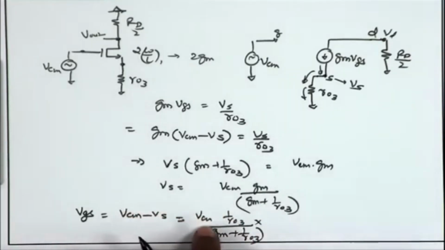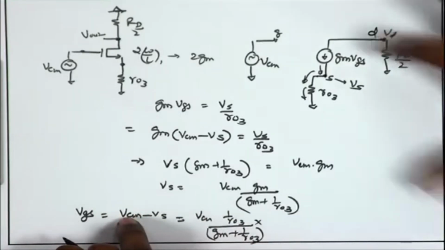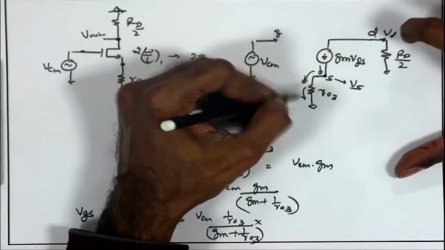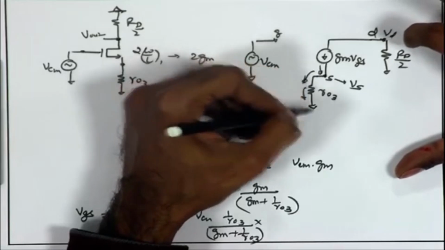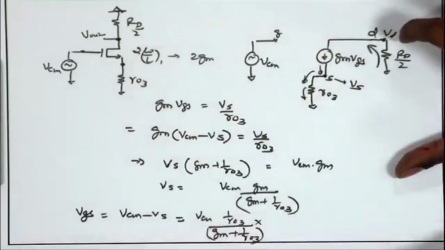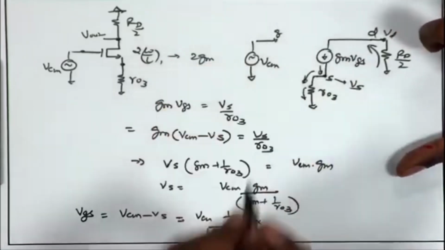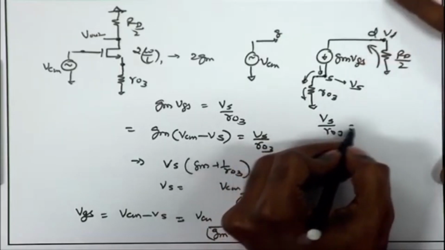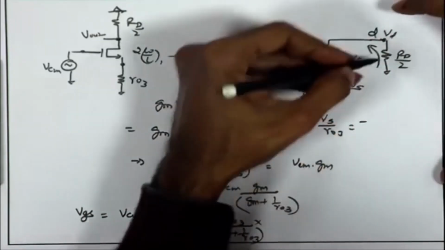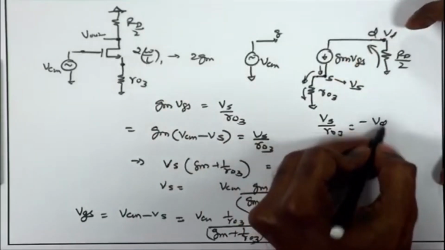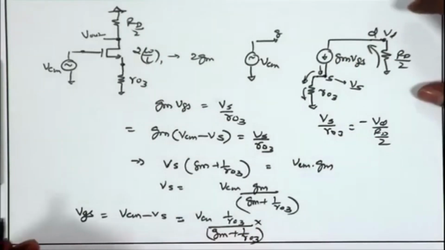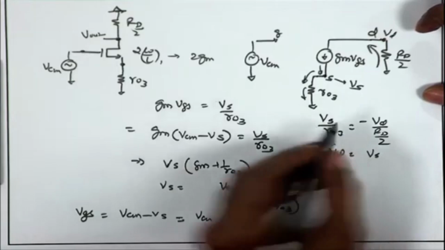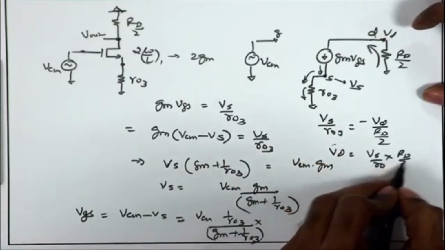and then I can say what is going to happen to the small signal Vd over here. Whatever current is flowing from Vs to the ground through RO3, the same current must exit through RD by 2. We do not have any other path. So, Vs upon RO3 must be equal to minus the current flow over here, which is minus Vd upon Rd by 2. Therefore, Vd is just going to be equal to Vs upon Ro3 times Rd by 2 with a minus sign.